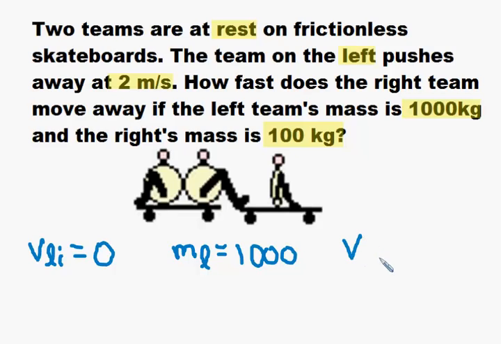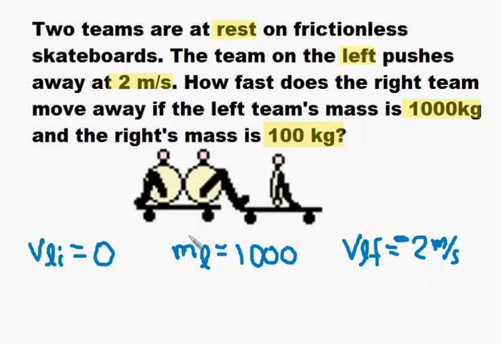And then the velocity of the left team final, after they push away. It says they push away at 2 meters per second. Looking at this picture, it looks like they're going to push that way, so that's usually our negative direction. So I'm going to make a nice big negative right there: negative 2 meters per second.